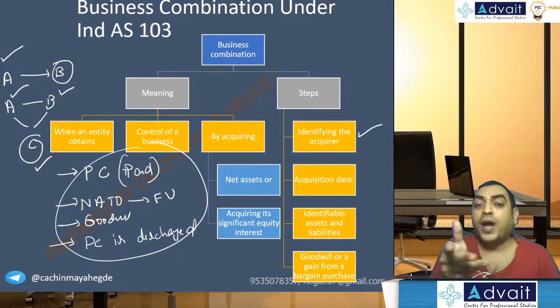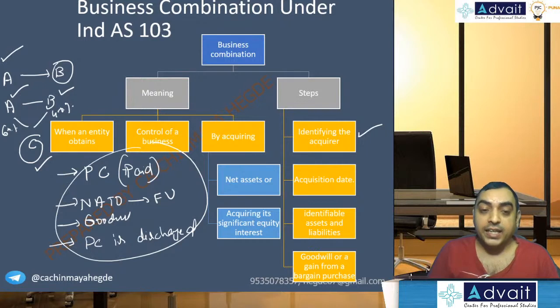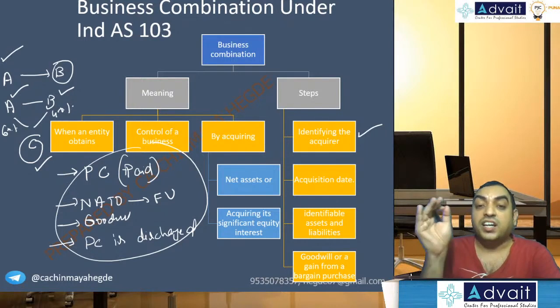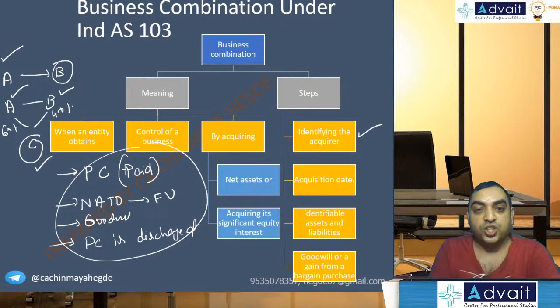Now who is the accounting acquirer, A or B? It depends on who has more control. If A obtains 60% control and B obtains 40% control, then A is called the accounting acquirer and C is called the legal acquirer.